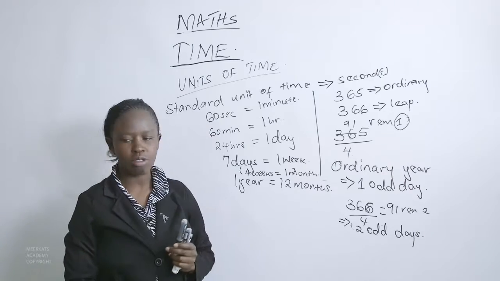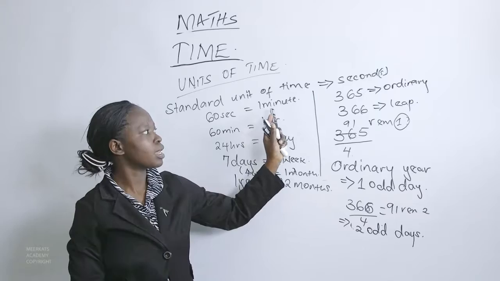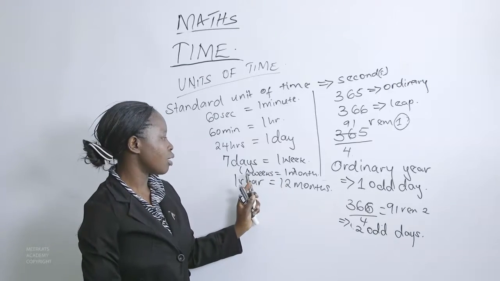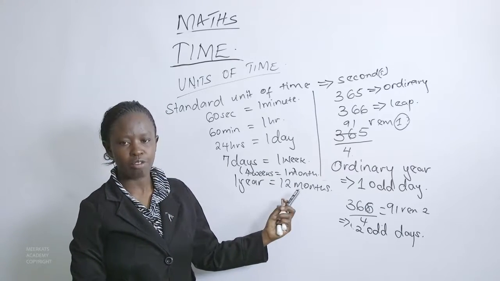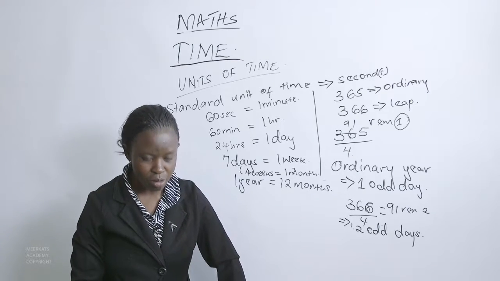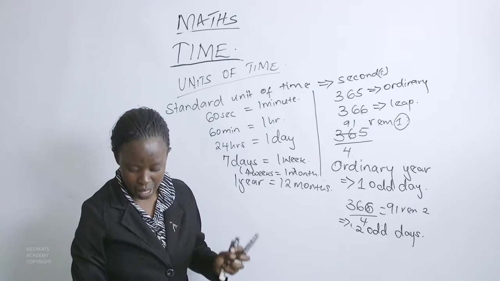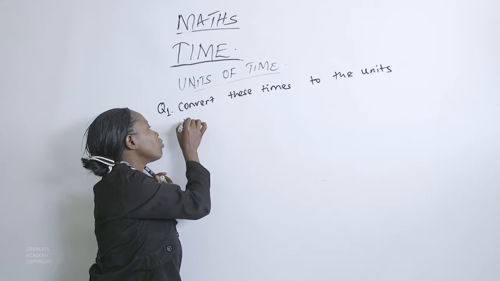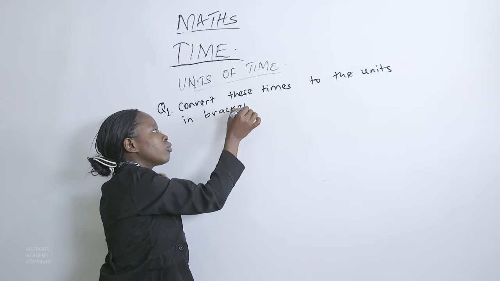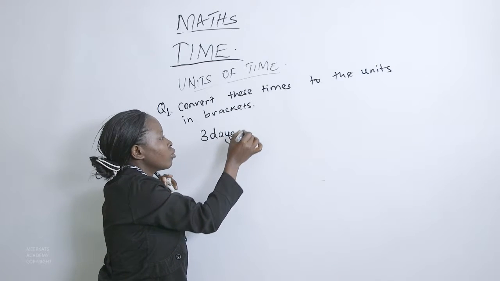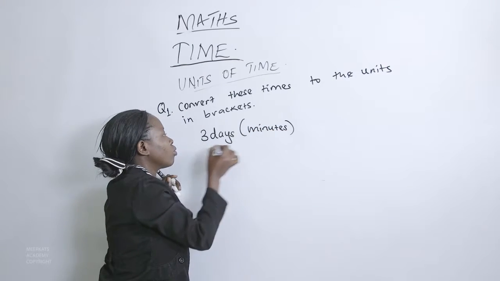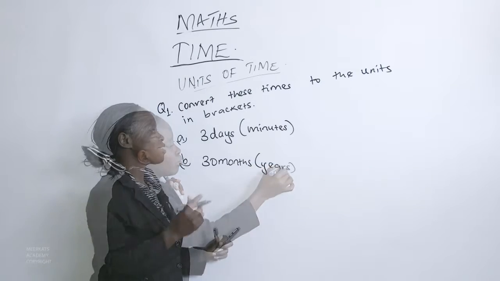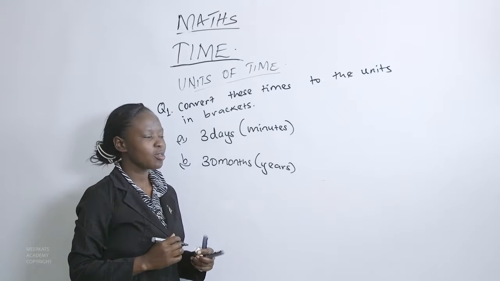So we were having the conversions of time, and we are talking about 60 seconds making up 1 minute, 60 minutes will make up 1 hour, 24 hours will make up a day, 7 days will make up a week, then we have 4 weeks making up a month, and 1 year will be made up of 12 months. So from there we can look at some questions that are requiring us to convert from one unit to another. So let us look at conversion of units of time. So we have to convert the times that we've been given to the units in brackets.